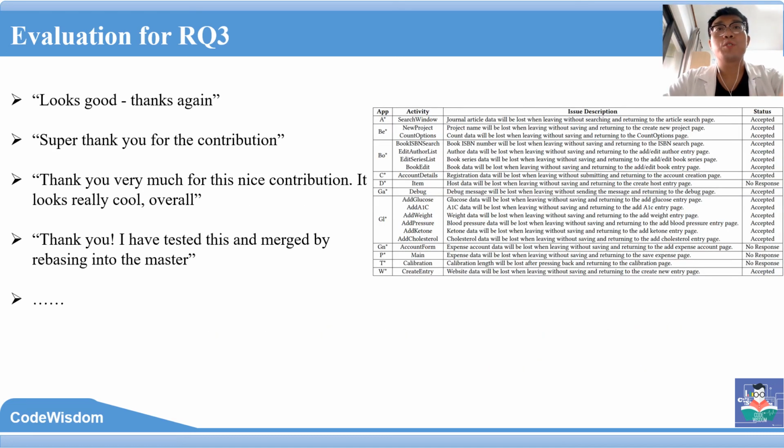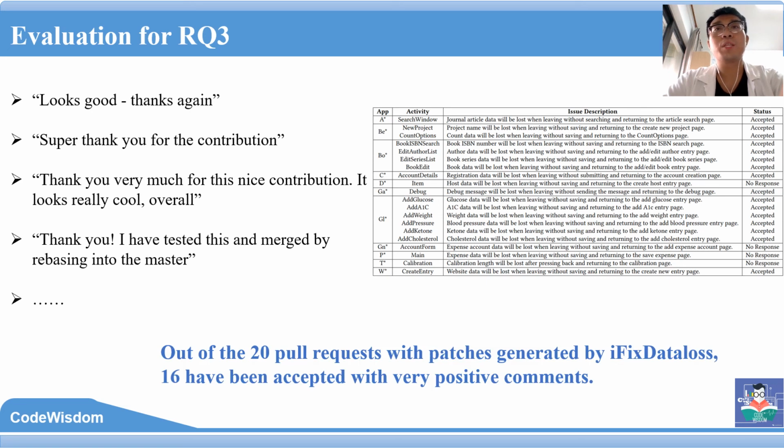For the third research question, we selected the top 10 apps in the dataset that have been updated most recently and submitted all the patches for these apps to developers. In total, we created and submitted 20 pull requests on GitHub. Out of the 20 pull requests, 16 have been accepted with very positive comments.